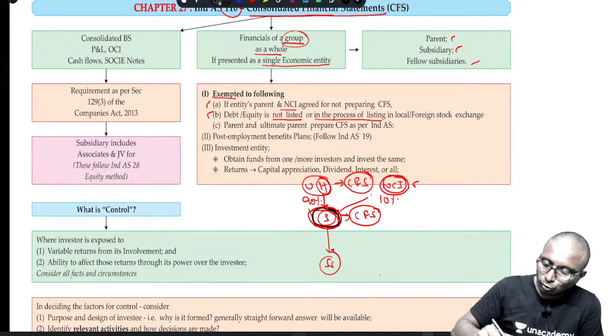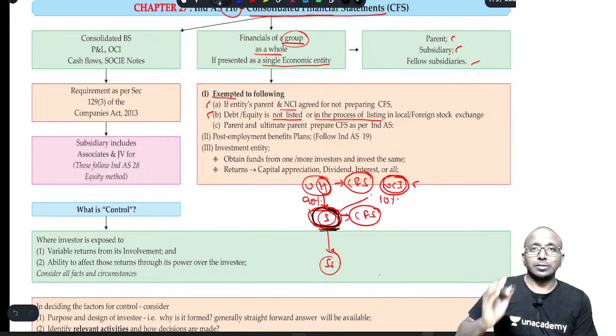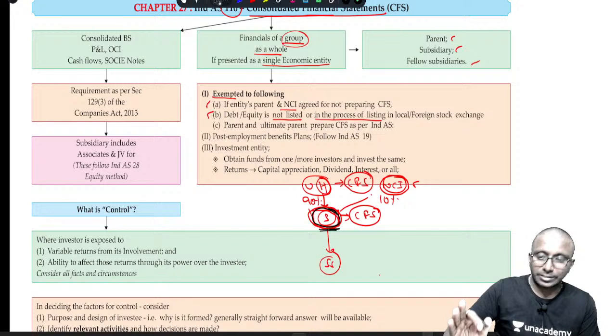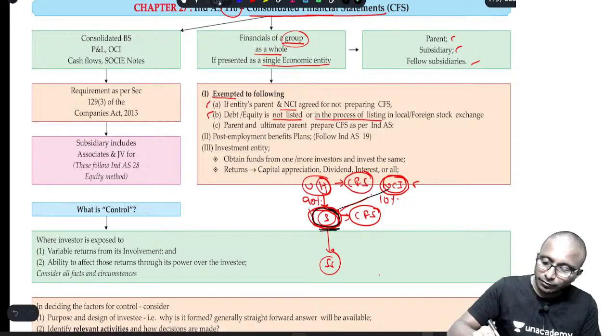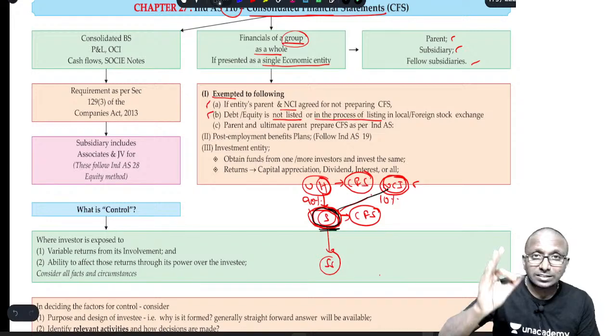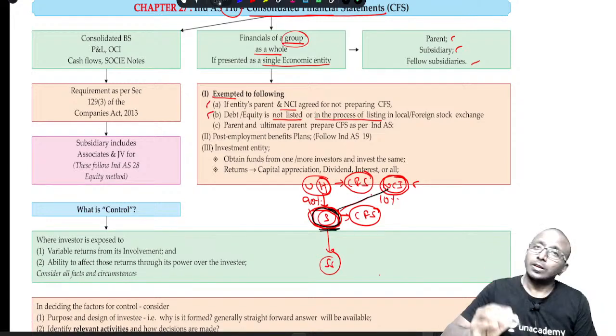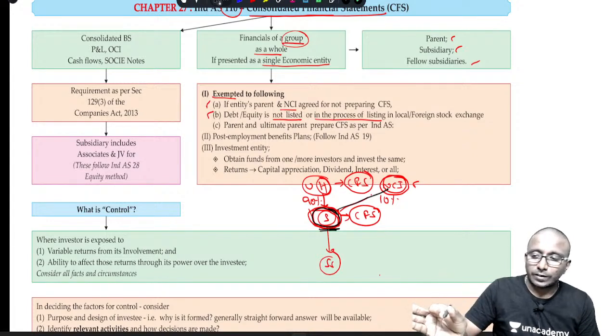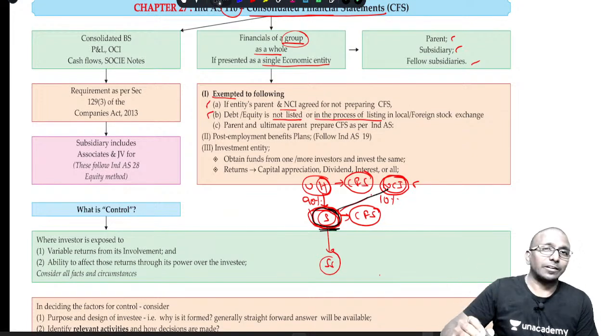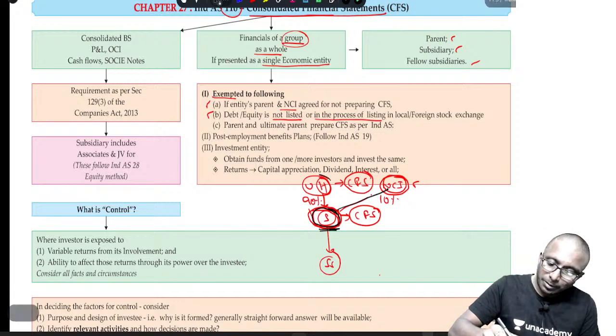First one is S company should not be a listed company, or in the process of listing, right? And the second part is, consolidated, correct. They have informed NCI and NCI has not objected. They said it's okay, you don't need to prepare consolidated, prepare only standalone financial statements. And the third one is the ultimate parent company must be preparing consolidated financial statements, and it must be making it available.